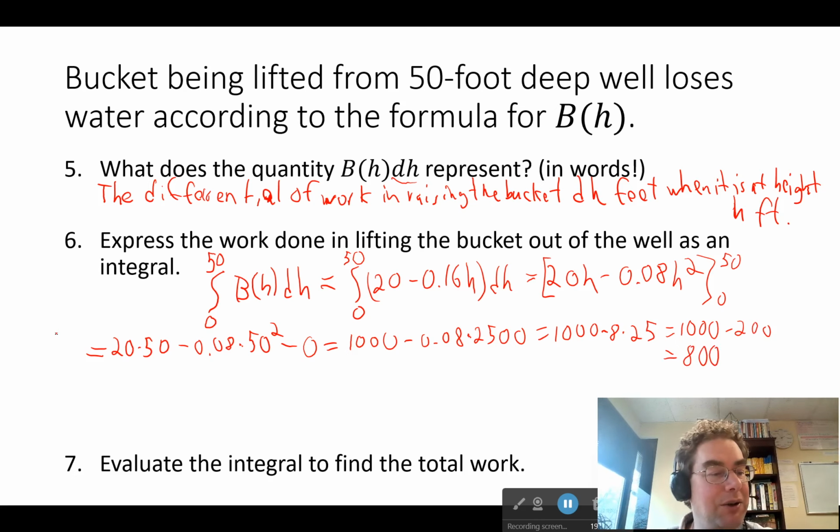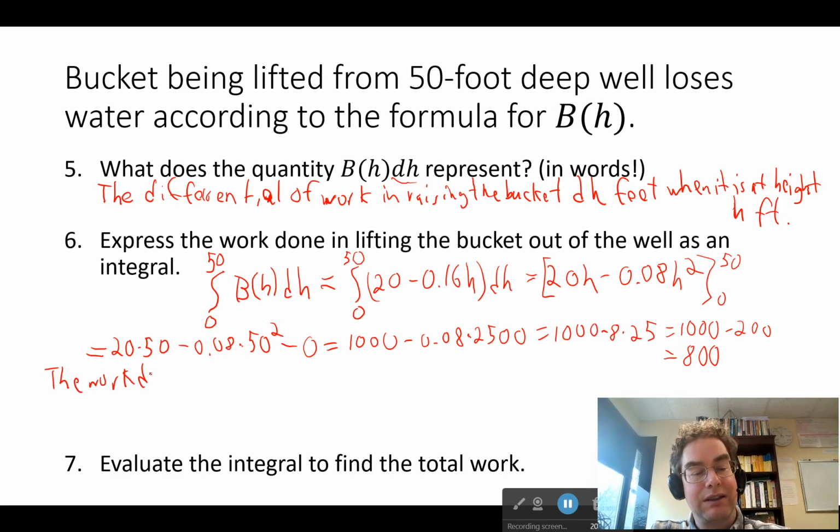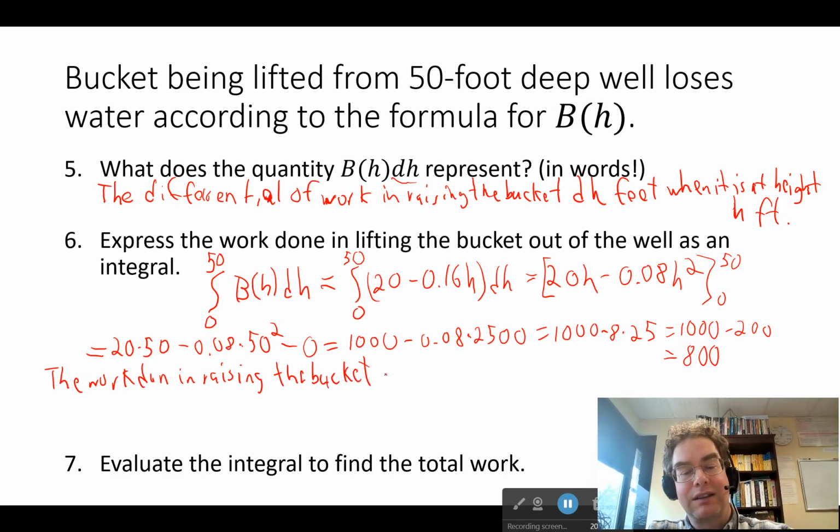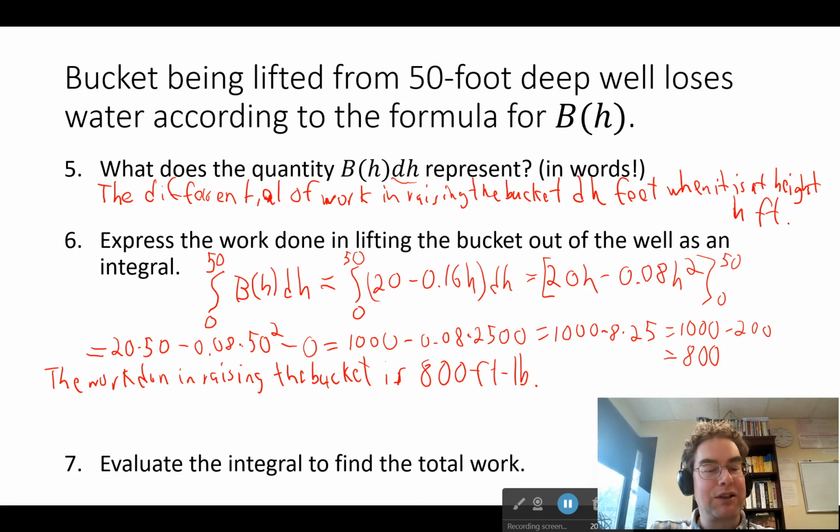Okay. So what this tells us then, if we want to express our final answer to how much work it took to lift this bucket, I'm going to say the work done in raising our leaky bucket is 800 foot-pounds. Again, feet is our unit of distance here, pounds is our unit of force, and so foot-pounds then is the appropriate unit to use for the work. Okay. And so essentially we are done here.